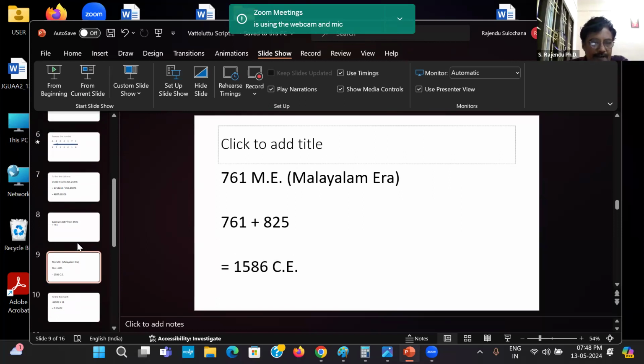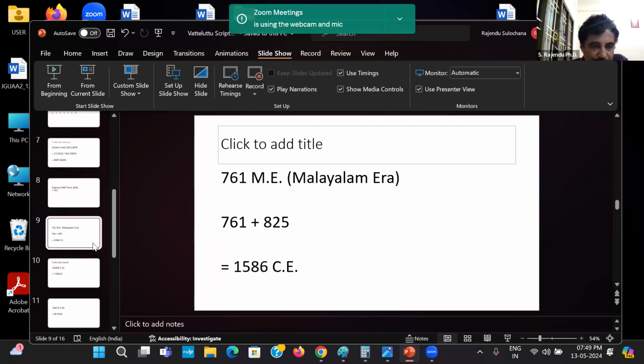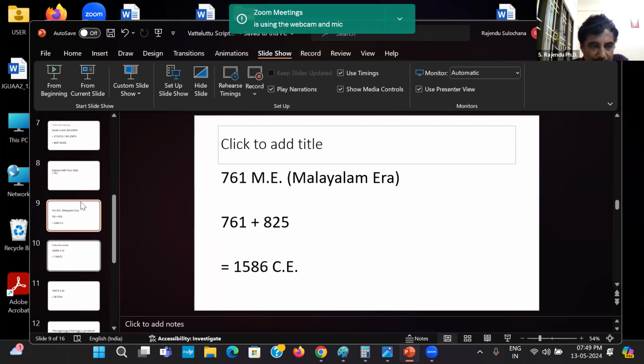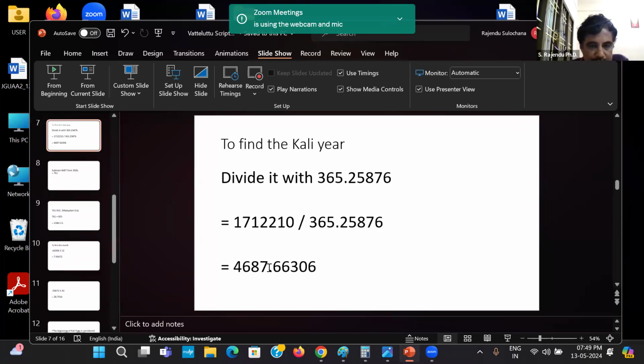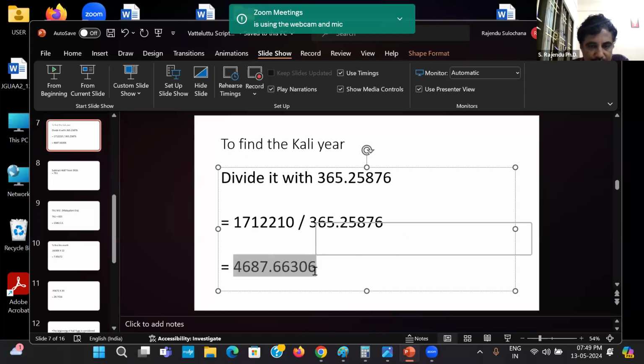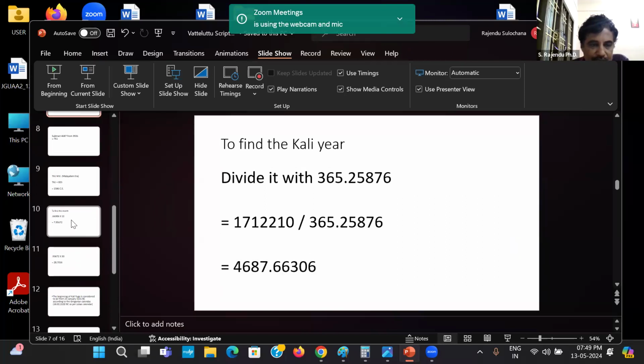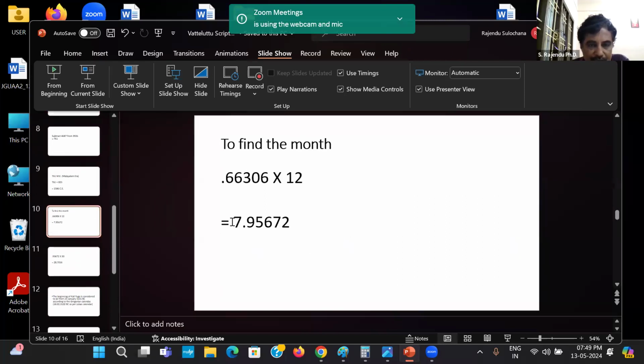Then you got the year, and the next step is to find in which month it was written. For that, you multiply this remainder, 0.66306, with 12. If you multiply this with 12, you get 7.95672. This means it was written in the 7th month.